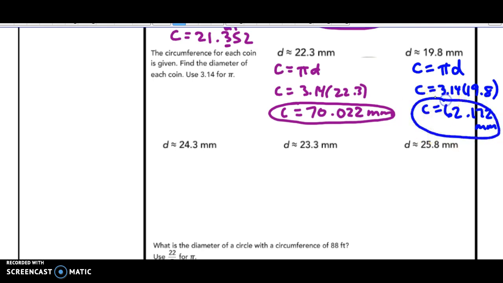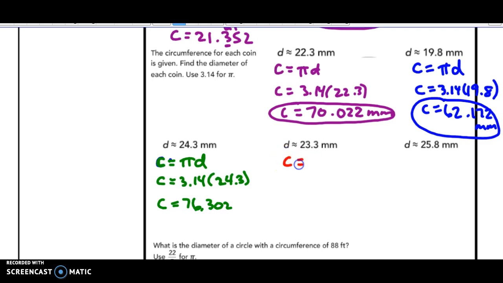This one is also millimeters. It's supposed to be green. C equals pi times diameter. I'm going to substitute in what I know, 3.14 for pi, 24.3 for d, or diameter, and now I'm just going to multiply. C equals pi d. I substitute what I know, 3.14 for pi, 23.3 for diameter. Now I multiply.